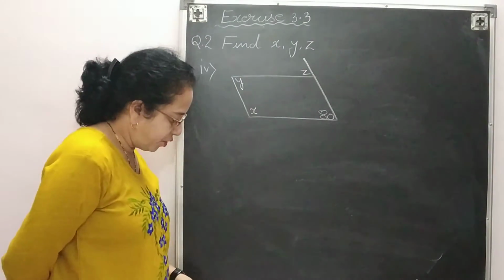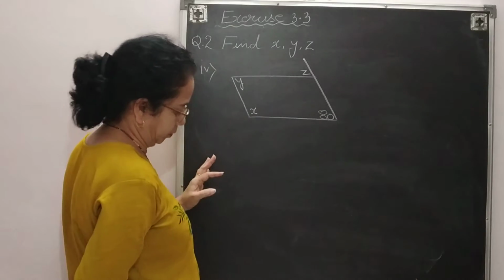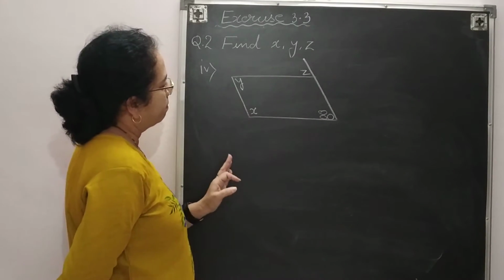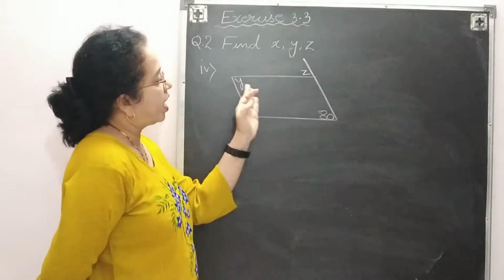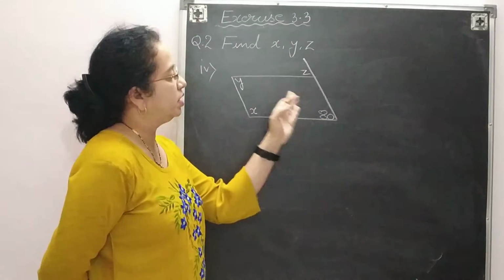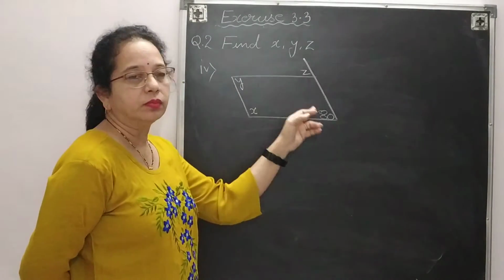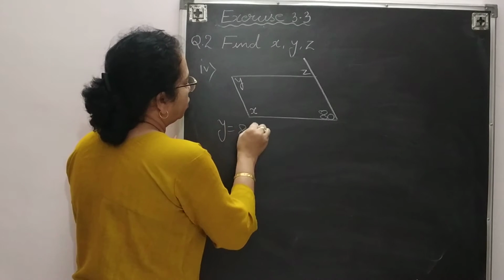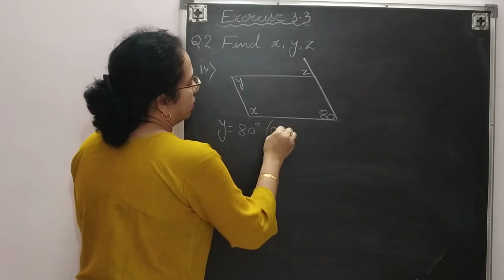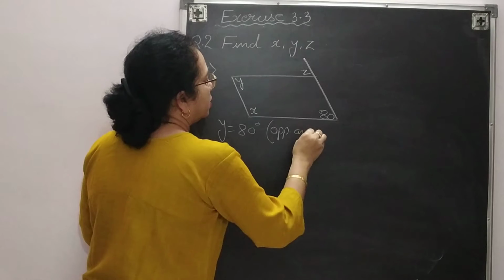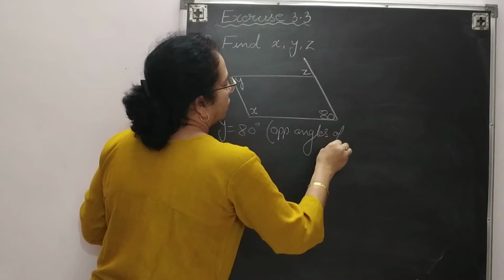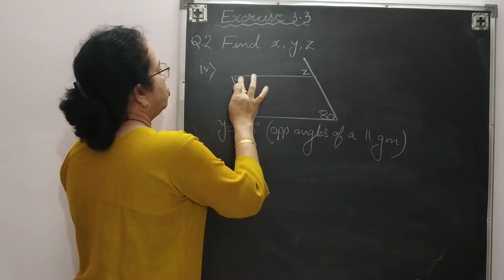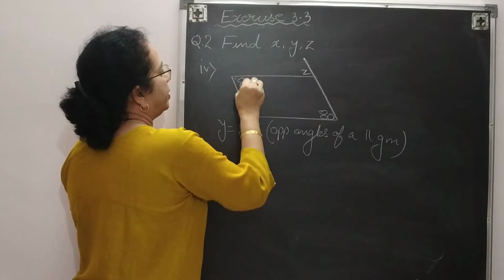So again, how can you find out here? Yes, y is equal to 80 degree. What is the reason? This is a parallelogram. Opposite angles are equal in measure. So y is equal to 80 degree. Write down the reason: opposite angles of a parallelogram. So now you got this one as 80 degree.